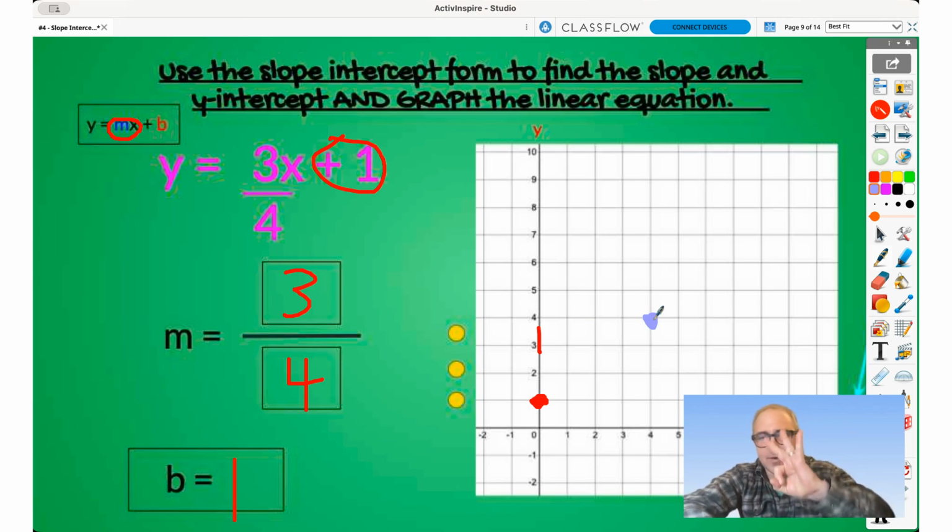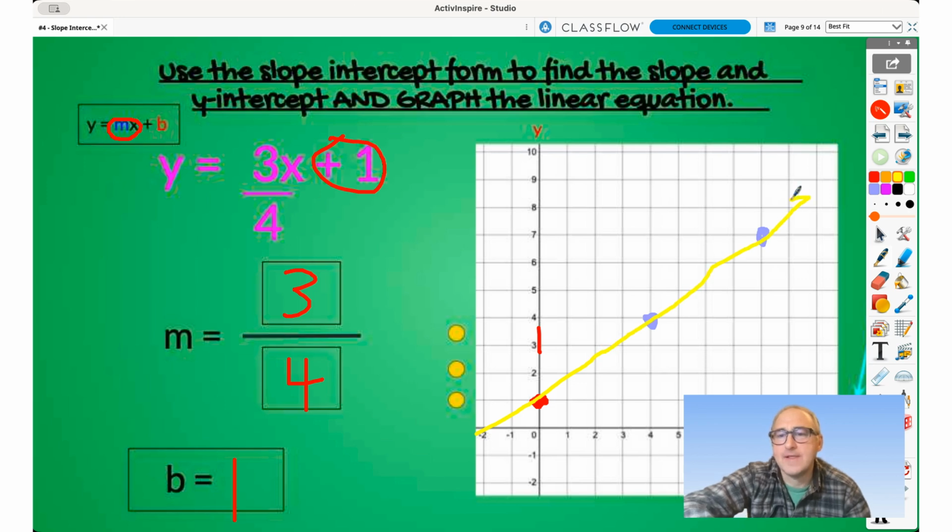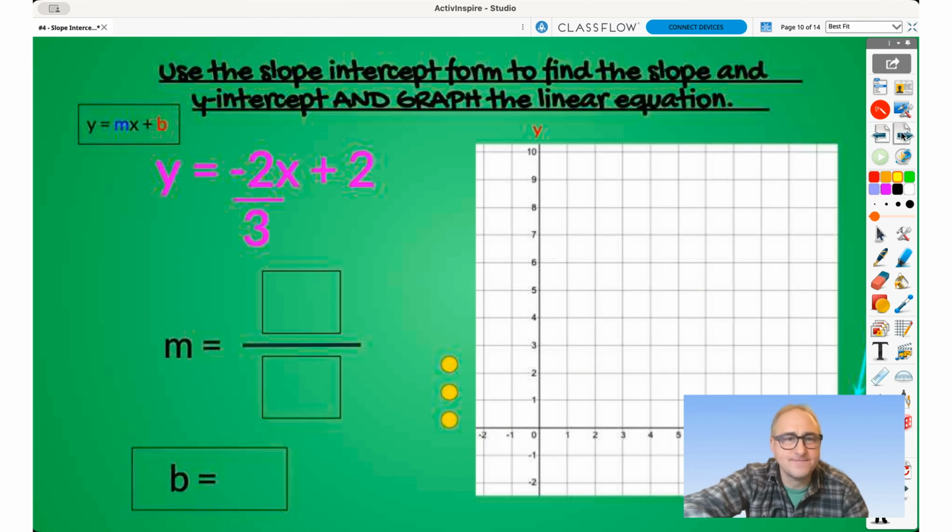And I need 3 dots. So we're going up 1, up 2, up 3, over 4. 1, 2, 3, 4. I'm going to check to make sure that my dots line up. Earlier today it didn't for me, so I had to move a dot. That may happen to you too. I'm going to draw my line, but you're going to grab the line from over here and place it. And I need my arrows. Arrow 1, arrow 2.